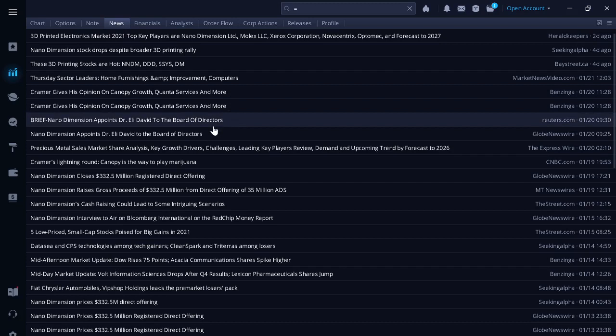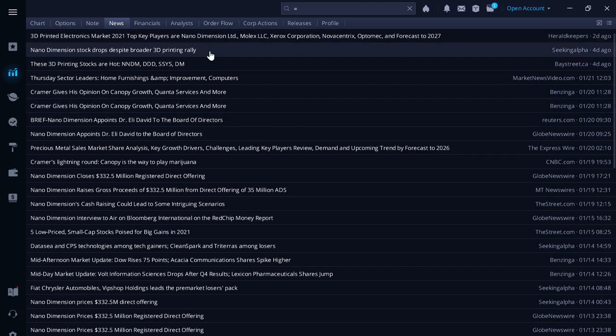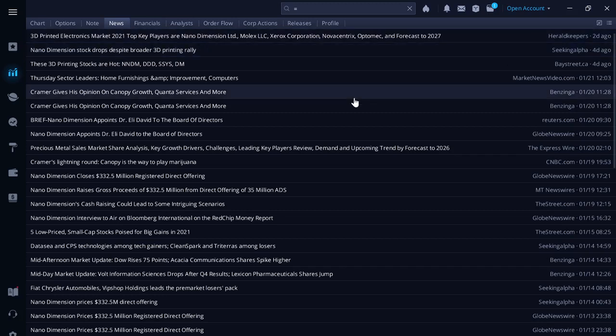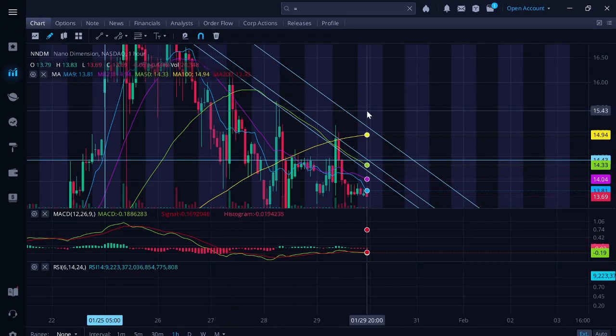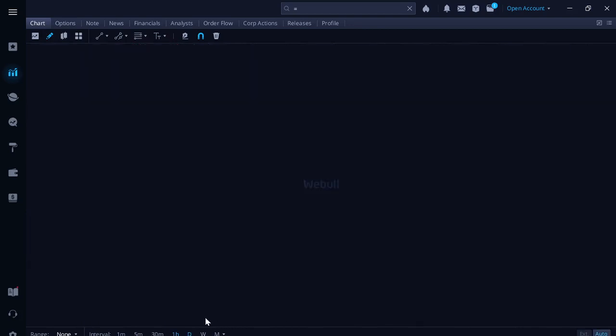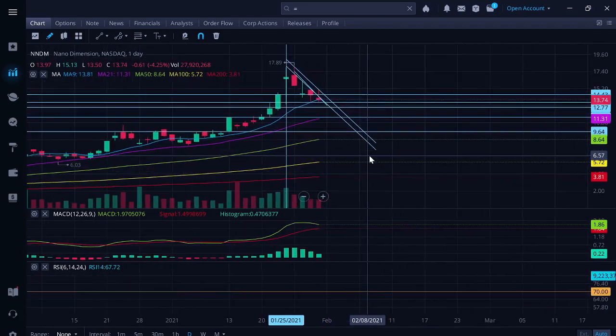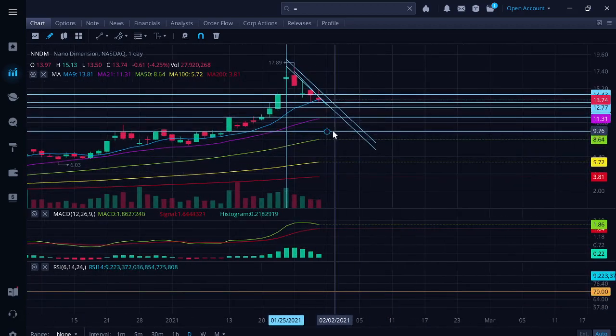Is there any news? Yeah, so the overall market for 3D printing has been on a rally. Excuse me. So I think now Dimension was just due for a pullback. So I think there will be quite a pullback, maybe, to where I think it may continue down to here or even down to here.